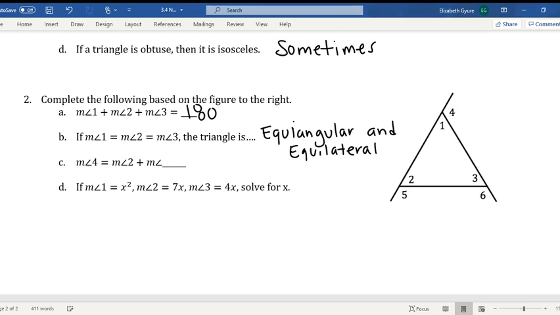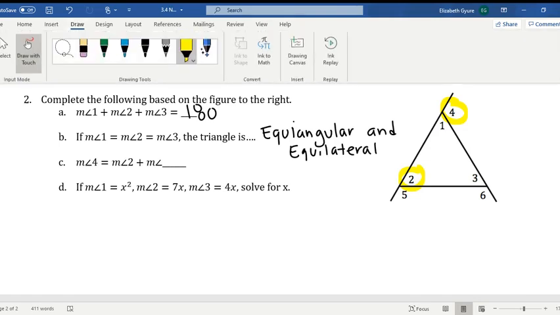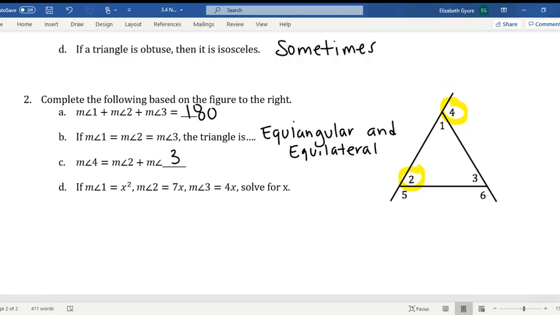Okay, good. The measure of angle 4 equals the measure of angle 2 plus what other angle? This was our other theorem that we learned today. Oh, Carly? Angle 3, very good. This was our triangle exterior angle theorem.